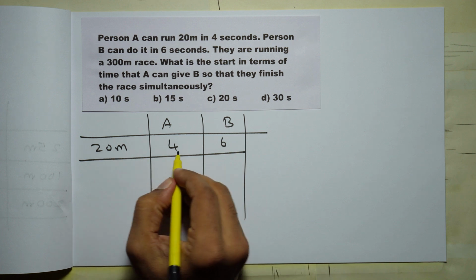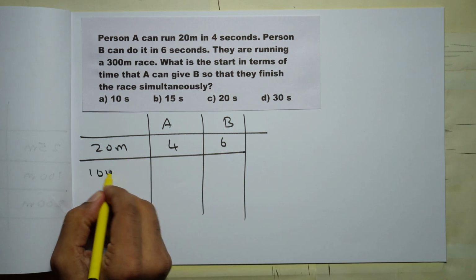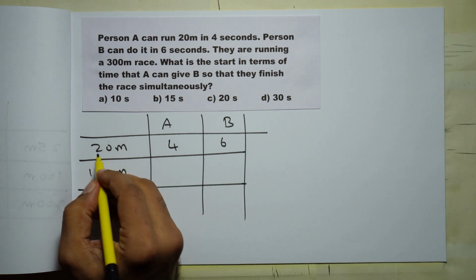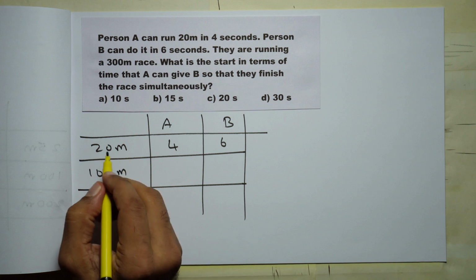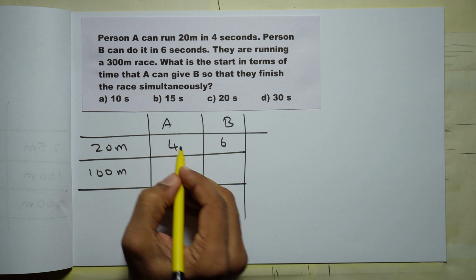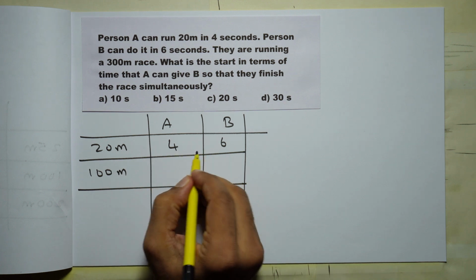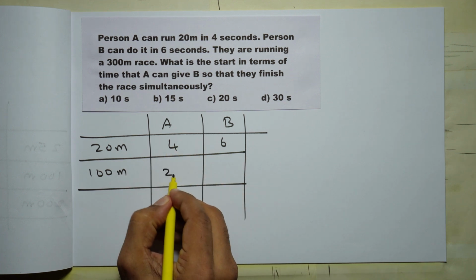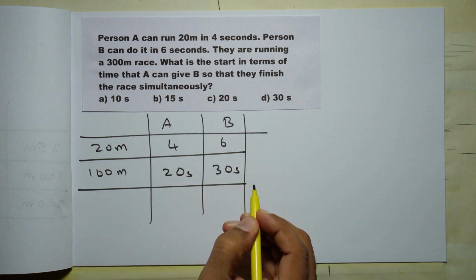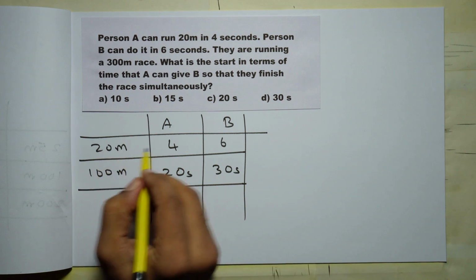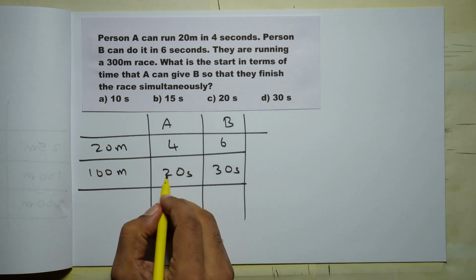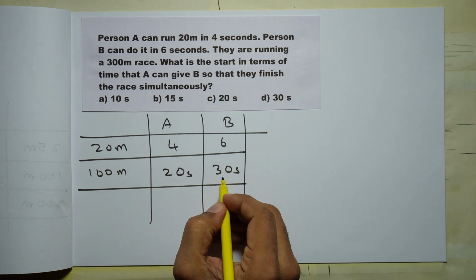Now we'll just calculate the time required when they are doing, let's say, 100 meters. From 20 meters to 100 meters, you can see that the distance has been made 5 times. 20 into 5 is 100. So when distance is made 5 times, time required will also become 5 times. So 5 into 4, A will require 20 seconds and B will require 6 into 5, 30 seconds. So for 20 meters, A requires 4 seconds, B requires 6 seconds. So for 100 meters, A requires 20 seconds, B requires 30 seconds.